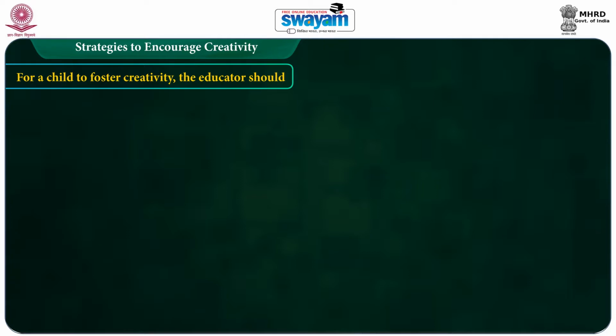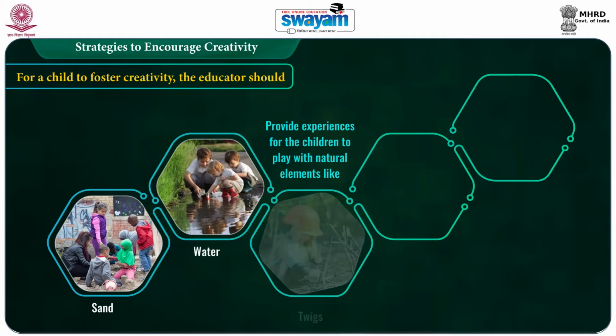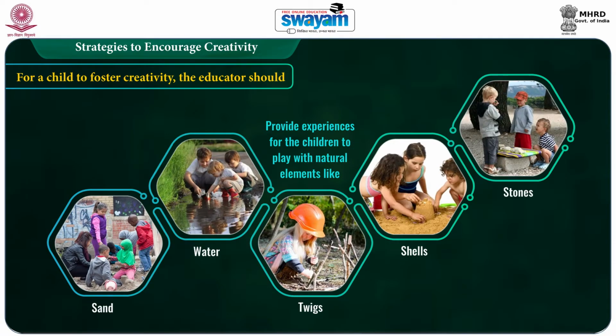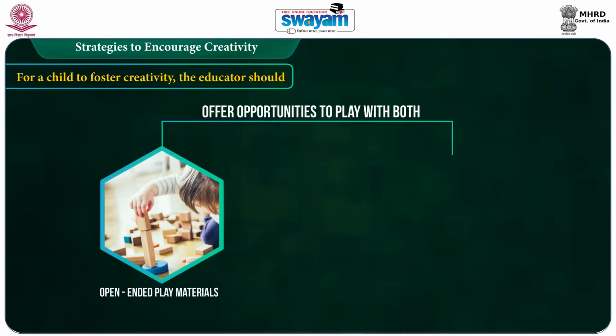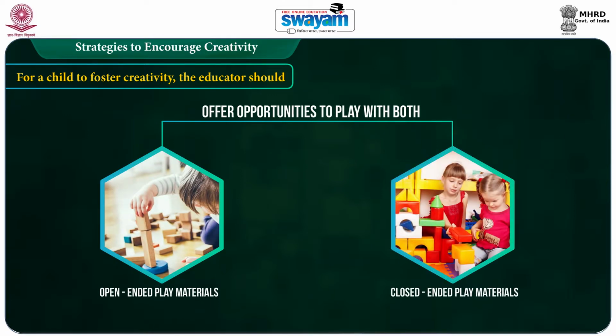Now on to the strategies to encourage creativity. To foster creativity, educators should provide experiences for the children to play with natural elements like sand, water, twigs, shells, stones, etc. Offer opportunities to play with both open-ended and closed-ended play materials. An example of an open-ended play material is wooden blocks, with which the child can make a building, a tunnel, a bridge, or anything of their interest. Whereas closed-ended play materials can be a puzzle, which after manipulation can give only one right answer.